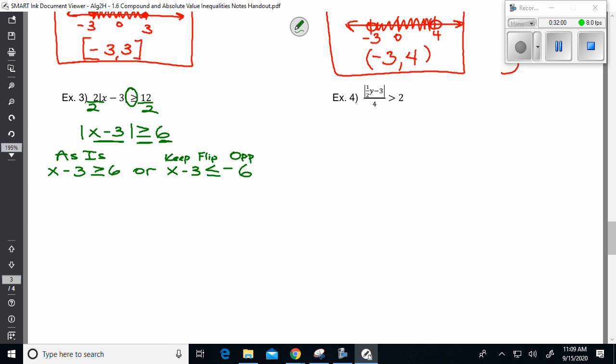So, "or" inequalities, remember, have to go in opposite directions. This now will force it to go into opposite directions. If you didn't do that, they're going to go in the same direction. Any questions before we continue? Hopefully we know that "as is and keep flip opposite" is me just telling you what I do.